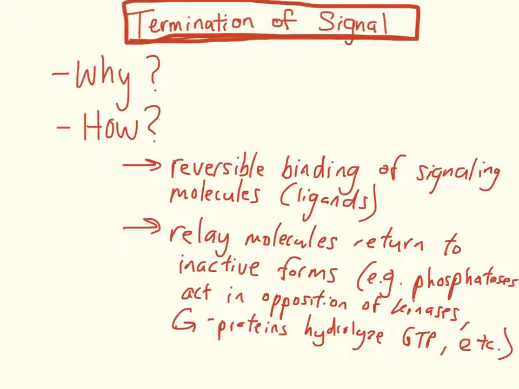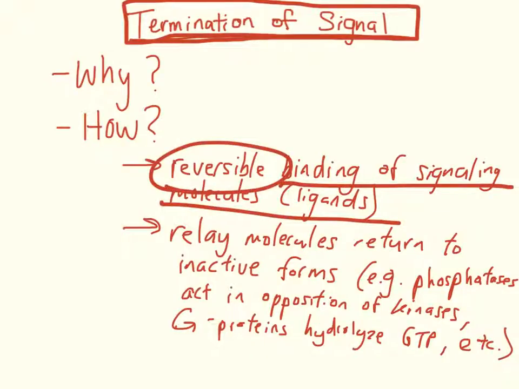How does the cell do this? Well, first off, the binding of the signaling molecules, the ligands, is reversible. So it's not like your ligand is bound to your receptor at all times. It will let go after a while. And also, the relay molecules will eventually return to their inactive forms. For example, if one molecule was active when it was phosphorylated, then other enzymes will come by and remove that phosphate group, and that relay molecule will become inactive again.